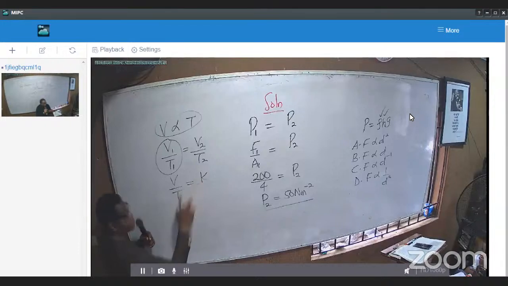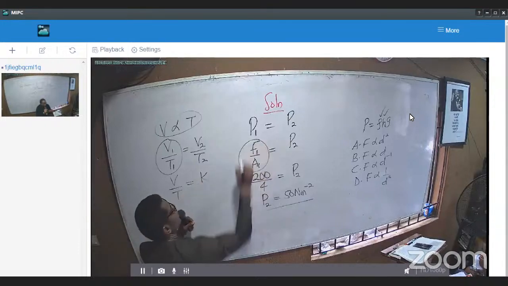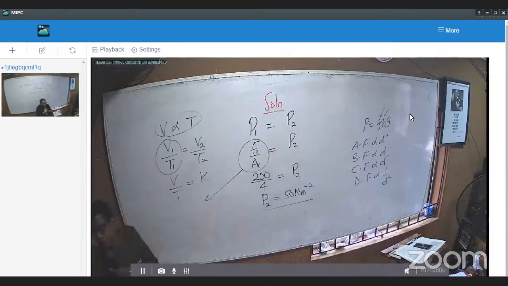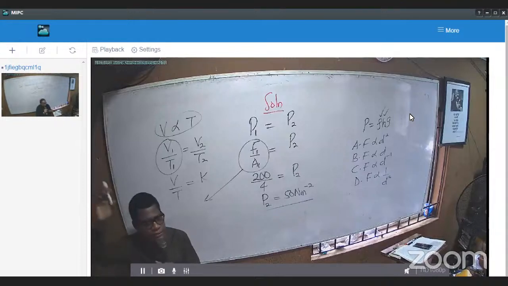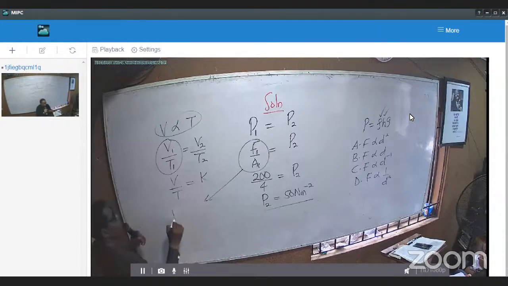It's constant. Okay, let's go back to Pascal's law. In Pascal's law, can you tell what is constant? Raise your hand. Pressure, thank you. Pressure is constant. So we have force over area. If you cross multiply, force will now be P A1. What do you say is constant, class? So force will now be K, because it's a constant, times area.